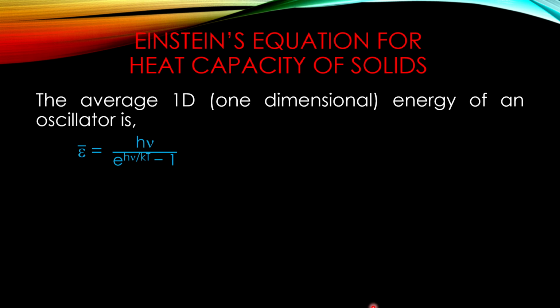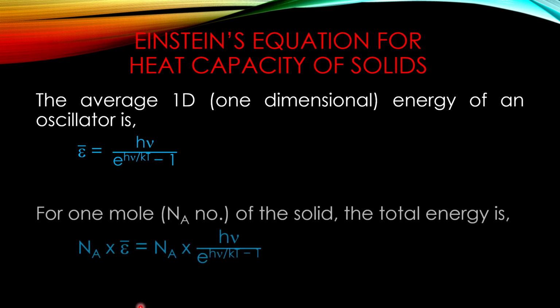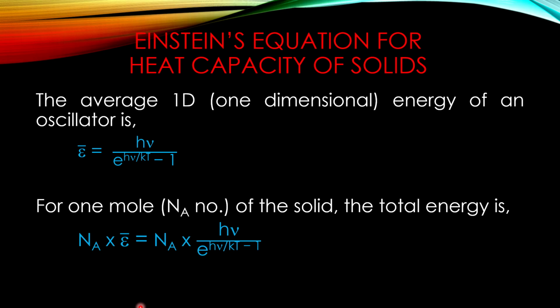The average one-dimensional energy of an oscillator has been calculated from the concept of the partition function. It is epsilon bar, and it is equal to h nu over exponential h nu by kT minus 1. So this is the formula: epsilon bar equals h nu by e to the power h nu by kT minus 1, average for one atom. For 1 mole of a substance, there are overall Na number of atoms. So the total energy must be Na into epsilon bar, equals Na into the expression of epsilon bar.